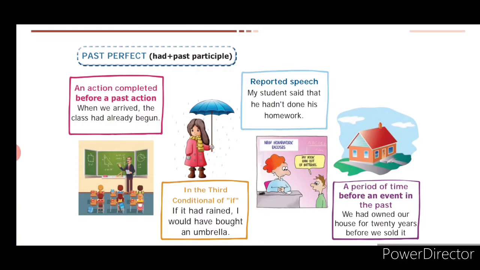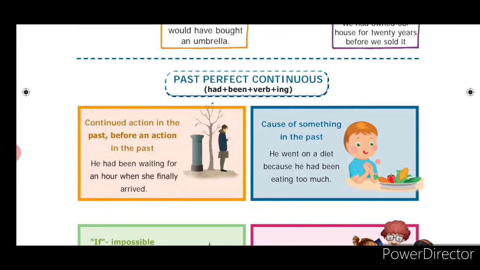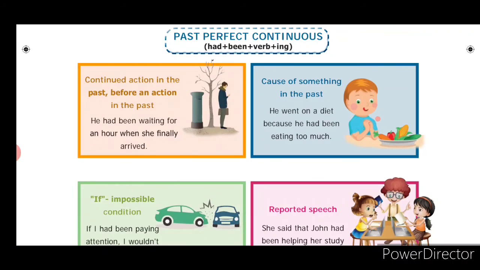For the past perfect tense, when we talk about two actions that happened in the past, we use the past perfect tense. And the structure of past perfect tense is had plus past participle. Subject plus had plus past participle. Now let us see past perfect continuous tense. The structure of past perfect continuous tense is subject plus had plus been plus verb plus ing.